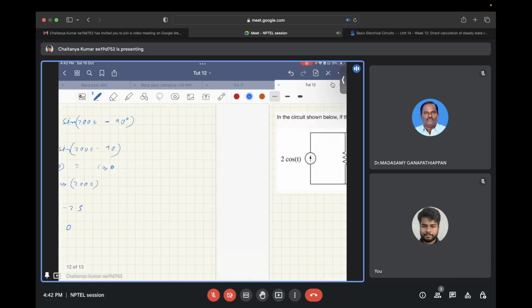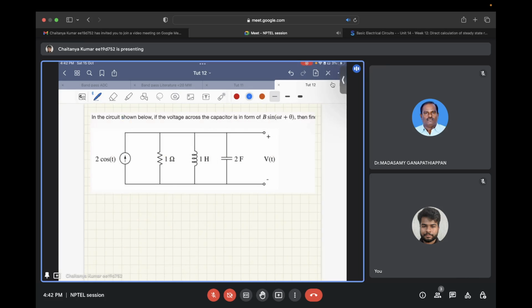So this is how you need to solve this question. So let's move on to the next question. Now, earlier we saw an example of series RLC circuit. So now this one is a parallel RLC circuit, and the input is given as 2 cos t. This input is a current source of 2 cos t, and the final output we need to find is the output voltage of this parallel RLC in terms of b sine omega t plus theta.